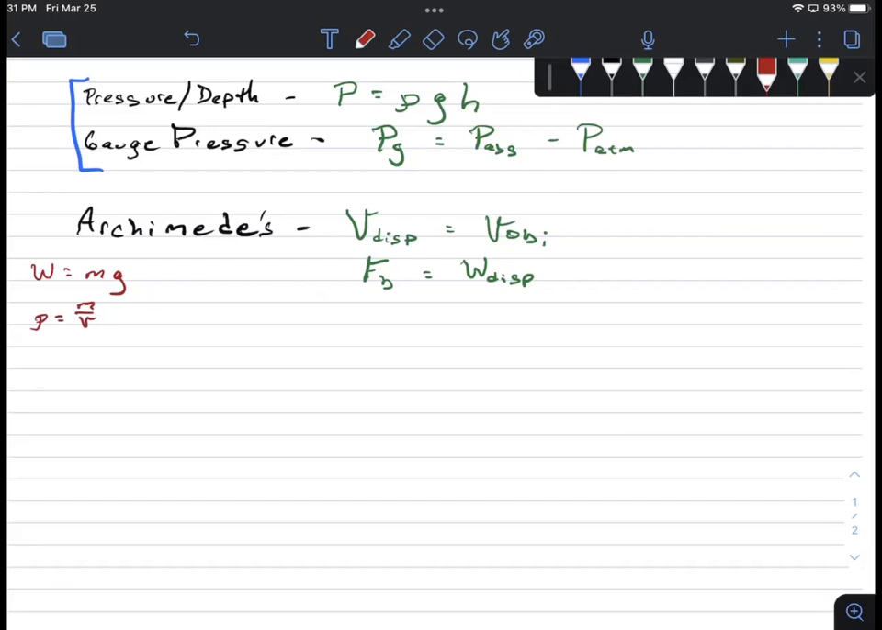Okay, so I don't know what this mass is. So let me use this second equation to calculate mass as something else I do know. So mass is equal to density times volume.